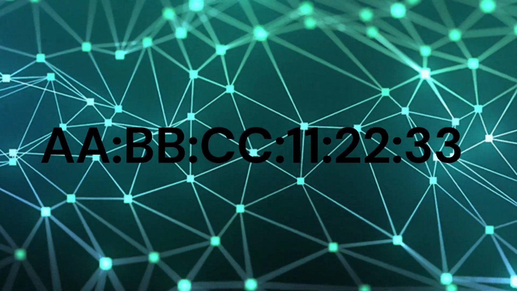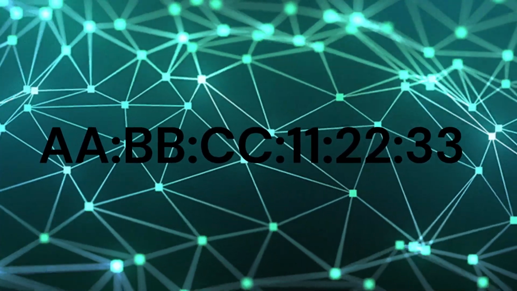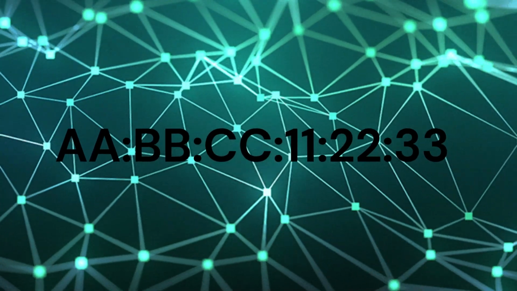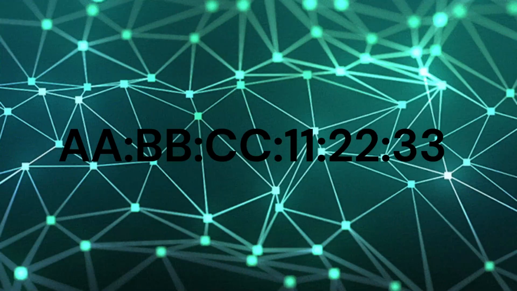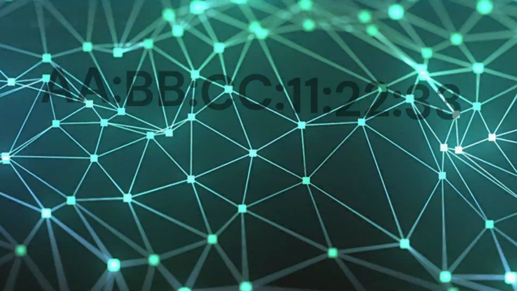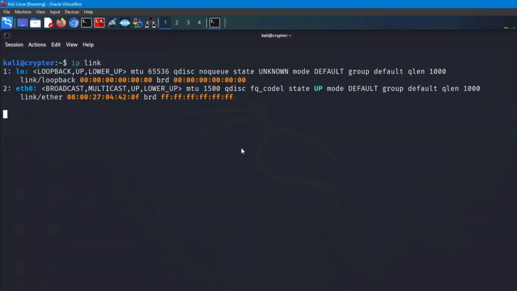MAC address. An IP address can change, but a MAC address is linked to the network hardware. Example: AA:BB:CC:11:22:33. Practical: ip link. This displays network interfaces and their MAC addresses.